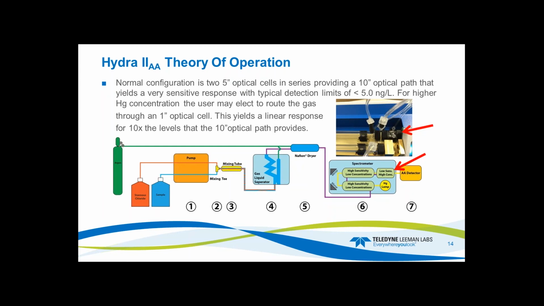So as I stated, the normal configuration is a 5-inch cell, but if you want to utilize high concentrations, you need to reduce the sensitivity. So for that, we can plumb in the low cell, and that's going to give us about 10 times the level of concentration that we can hit with the system. Typical response in the long cell, or the 10-inch cell, for detection limits are less than 5 nanograms per liter.